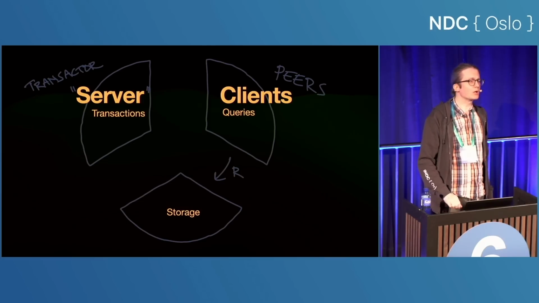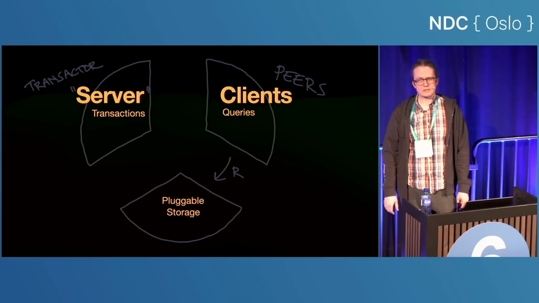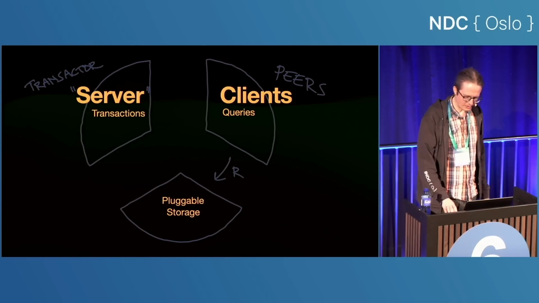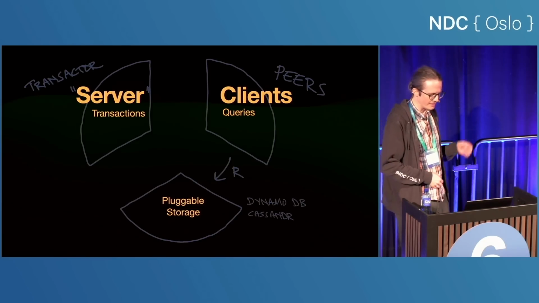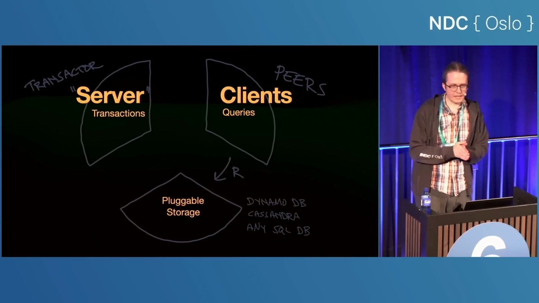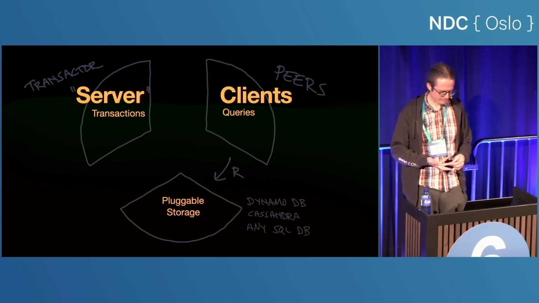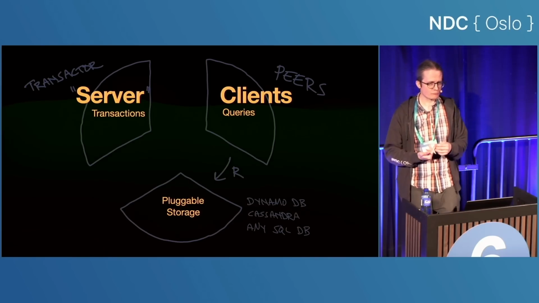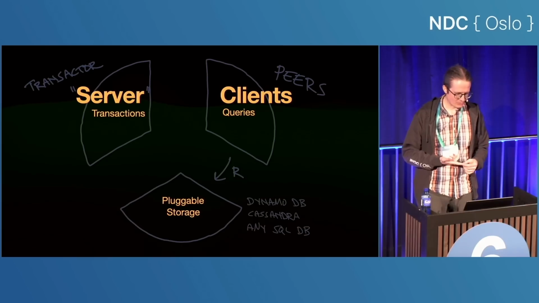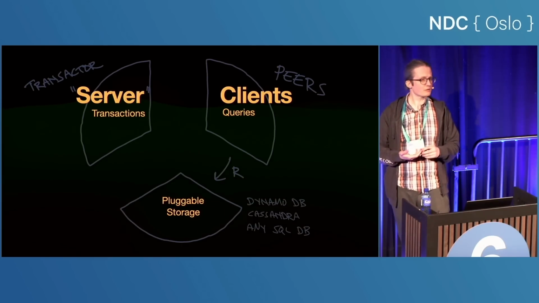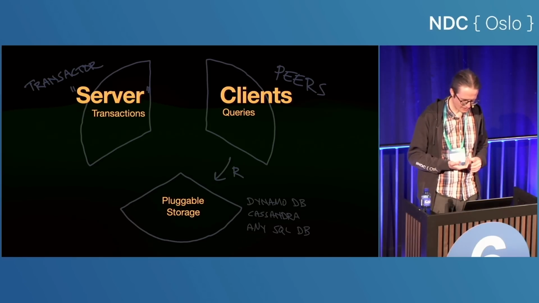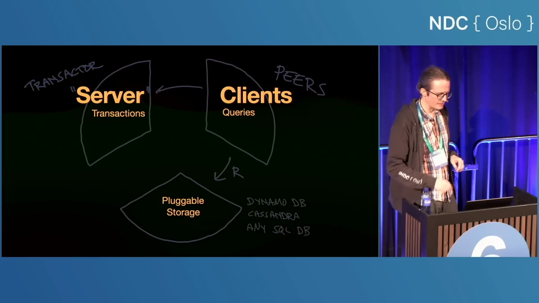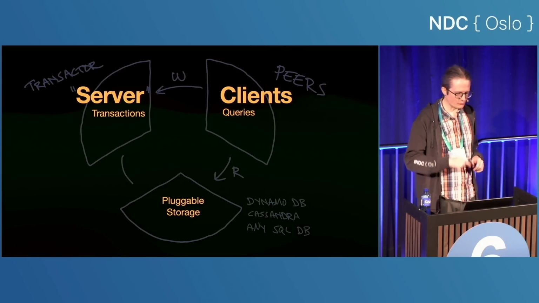And the storage is pluggable. Datomic is not in the business of writing files of bytes to disk. You can plug in DynamoDB, you can use Cassandra, you can use any SQL database. And I have personally used DynamoDB, Postgres, SQLite, and at some point, for many years actually, I just wrote directly to file system, which is not something the Datomic team encourages, but it worked for many years. Of course, when the clients want to write something, they send it to the transactor, which in turn writes it to the storage.